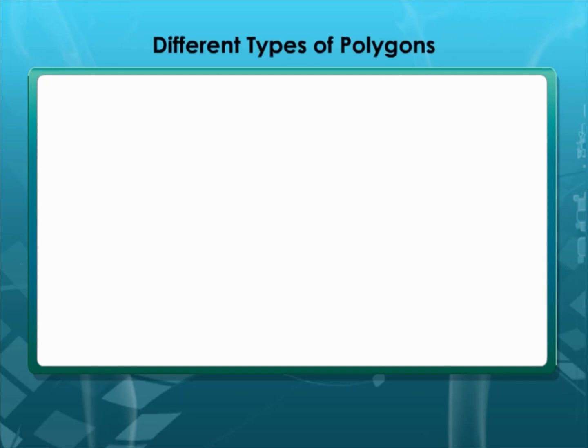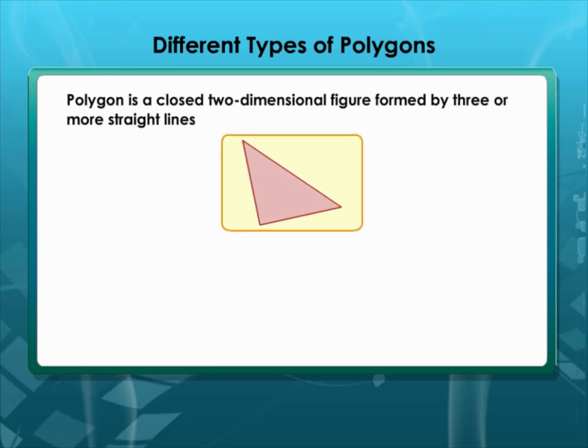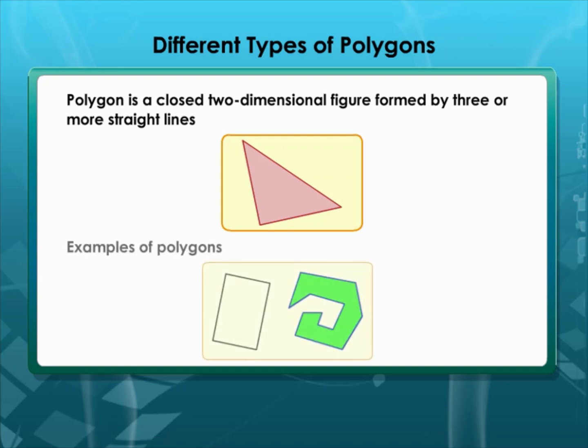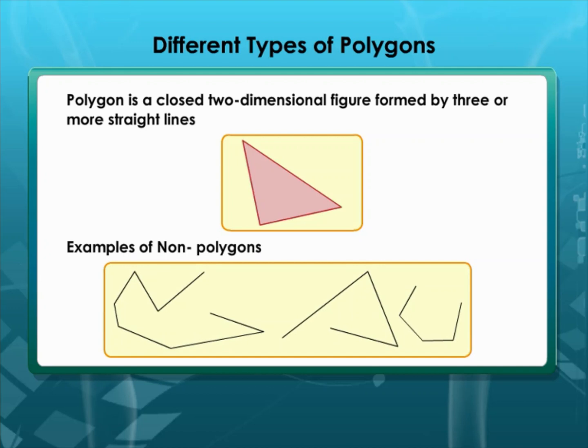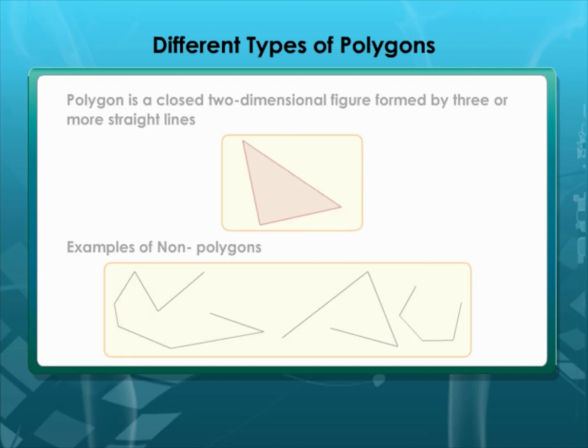Different types of polygons. You came across different types of polygons in your lower class. Now let us review all the types here. Polygon is a closed two-dimensional figure formed by three or more straight lines. These are some examples of polygons, and these are some examples that are not polygons.